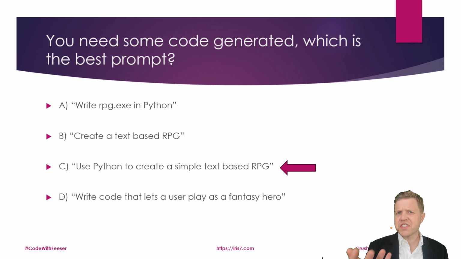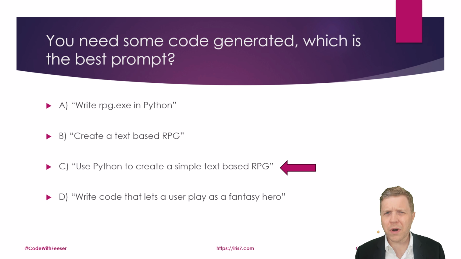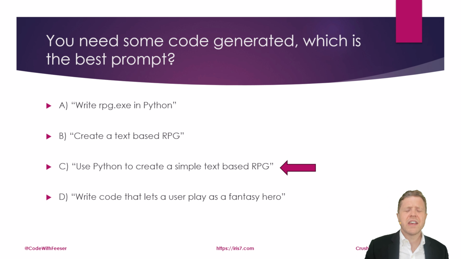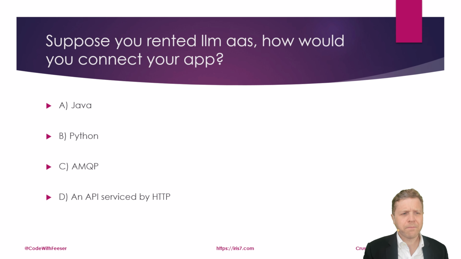I think here C, use Python to create a simple text-based RPG would be the best. We're talking about code, so giving the direction of a language makes sense. And then also what we want to do with that code. Now, certainly a well-crafted prompt will have a lot more detail than just this, but C compared to the other ones is the most clear.